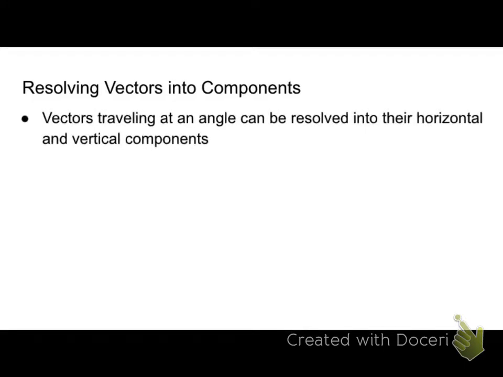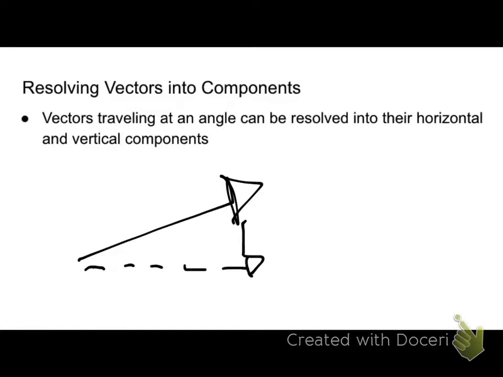Vectors that are traveling at an angle can be resolved into their horizontal and vertical components. So all that means is if I have a vector that's like this, I can resolve it into a horizontal component and a vertical component. All of them should have both of those. So when we're talking about components, we're talking about the horizontal motion and the vertical motion that make up the resultant, the vector motion, okay?